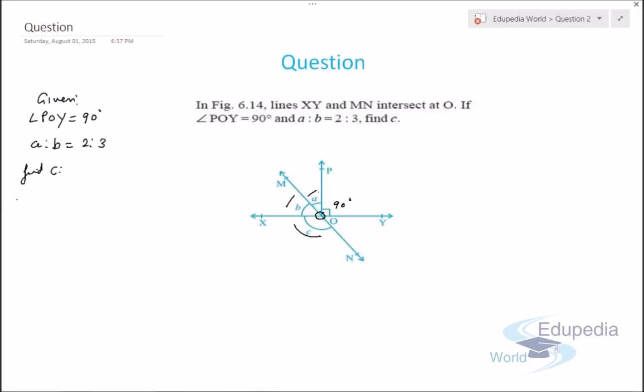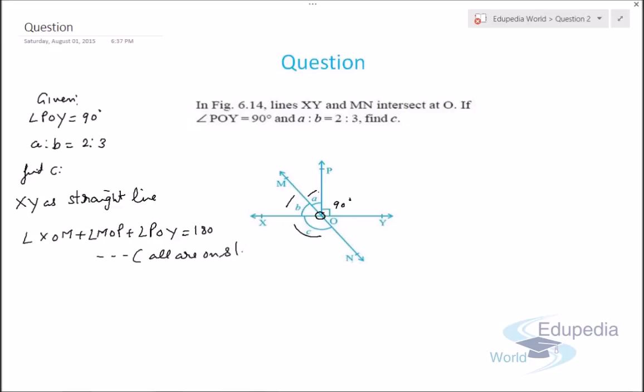Now, if we consider XY as a straight line, what we get is angle XOM plus angle MOP plus angle POY equals 180 degrees. Why? Because all are on a straight line. Now angle XOM. So let's see how we can do this further.